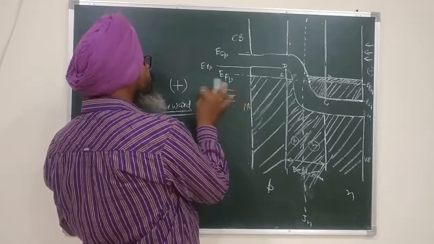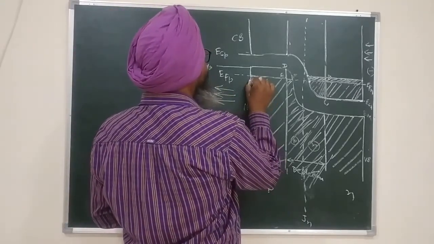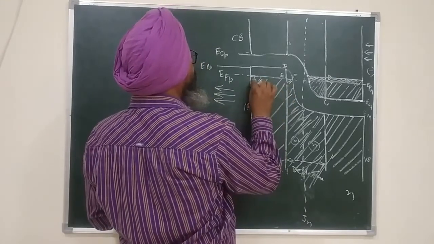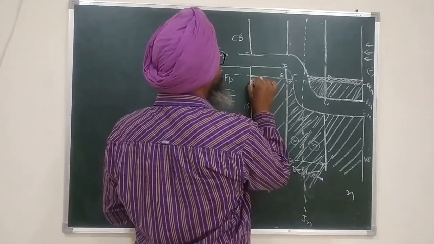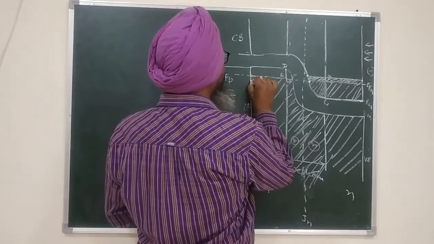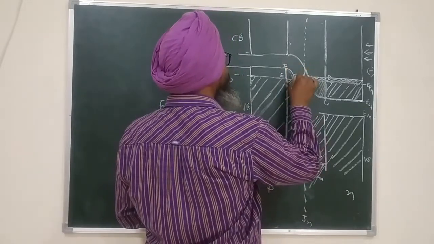Similarly, this is losing electrons, so due to the loss of electrons, the filled states at the bottom edge of the acceptor band will become empty. So again, for better understanding, let me show it like this.